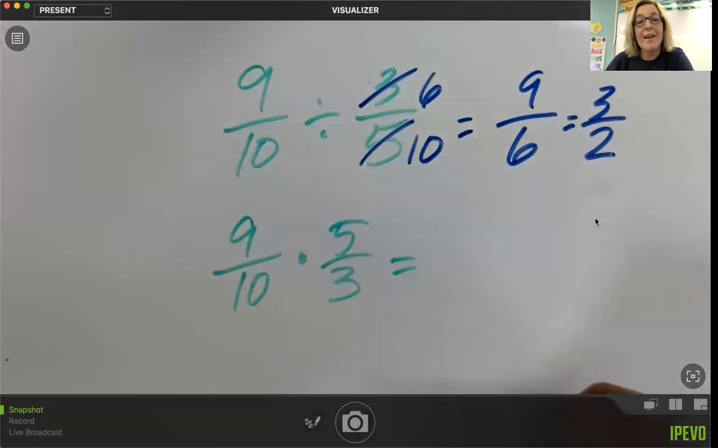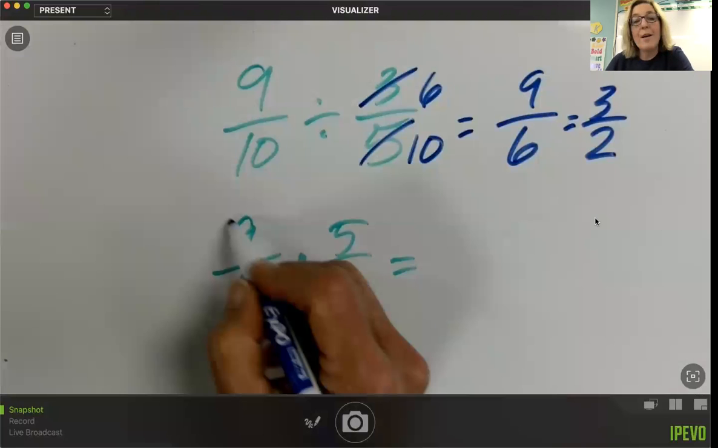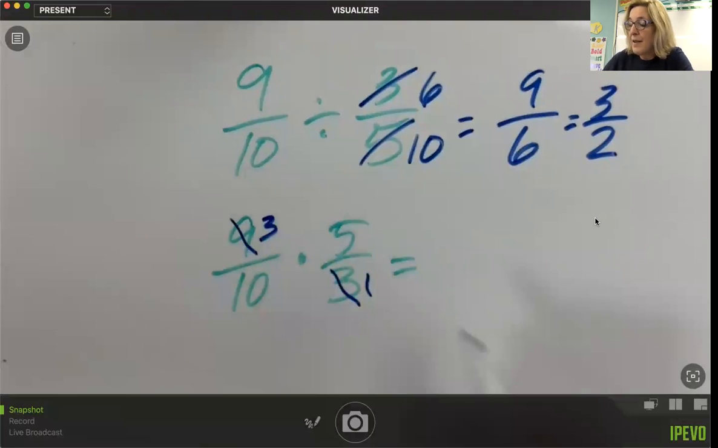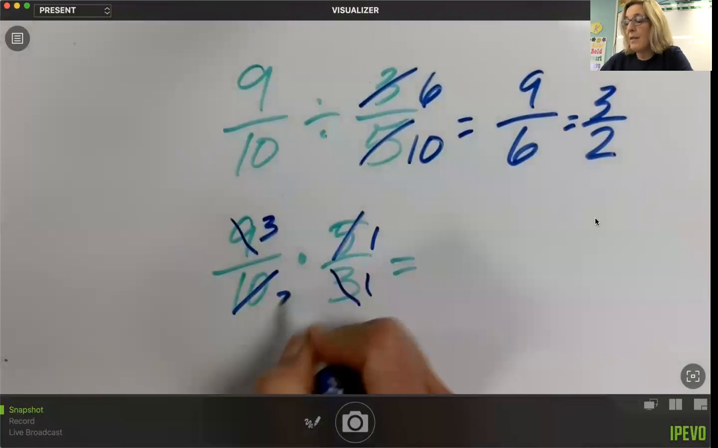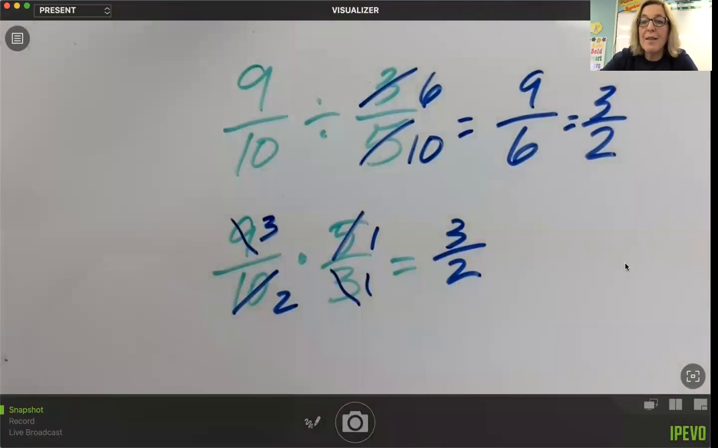9 and 3 have a common factor of 3. 9 divided by 3, 3 divided by 3. 5 and 10 have a common factor of 5. And when we multiply, we get 3 halves. So you get to decide which method you prefer.